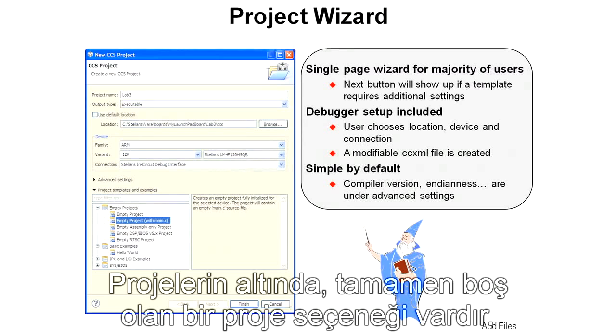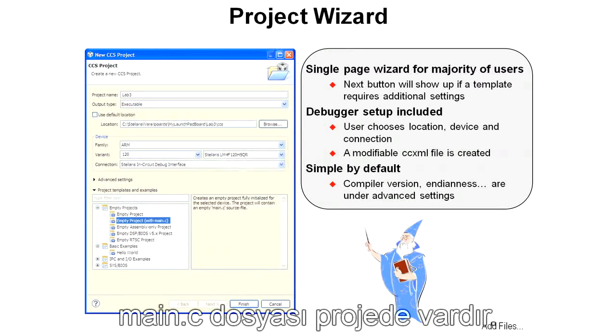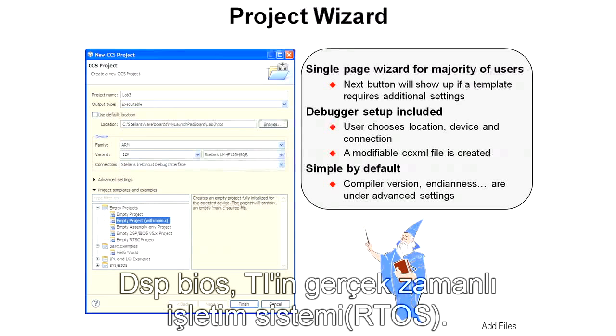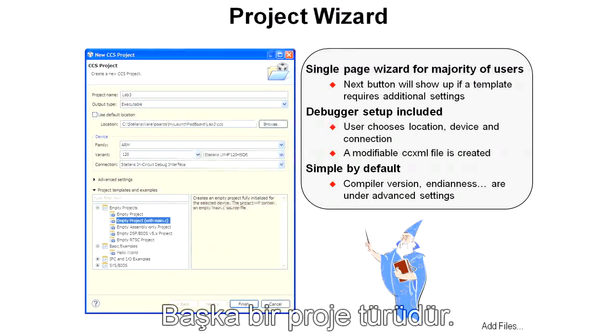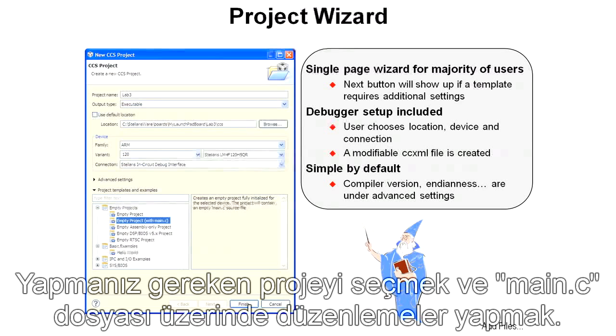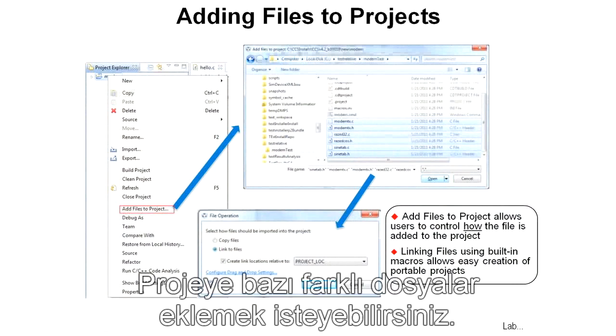And you can see under the projects that we can pick an empty project that has absolutely nothing in it, an empty project with a main.c already dropped in, assembly only, DSP BIOS, which is TI's real-time operating system, another type of project. You can also use some basic examples to start from if you like. So this creates the project for you, drops it in, and all you have to do is get started editing main.c.